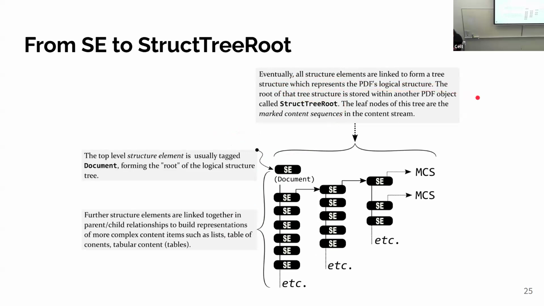The root of that tree structure is stored within another PDF object, the struct tree root. The leaf nodes of this tree are the marked content sequences in the content stream. So the top-level structure element is usually tagged Document, forming the root of the logical structure tree. And then further structure elements are linked together, again in parent-child relationships, to build representations of more complex content items, like the things we see in documents.